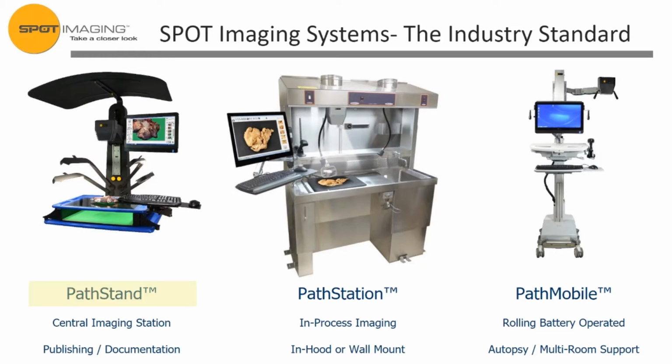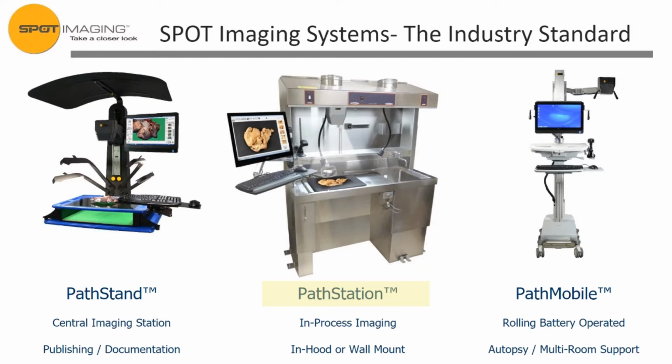The PathStand is generally used as a central imaging station that provides publication quality images as well as documentation images, for a team or for a group of grossing stations. Another application is PathStation, and PathStation is probably the most efficient system because it's built right into the grossing hoods. It's an in-process imaging system.